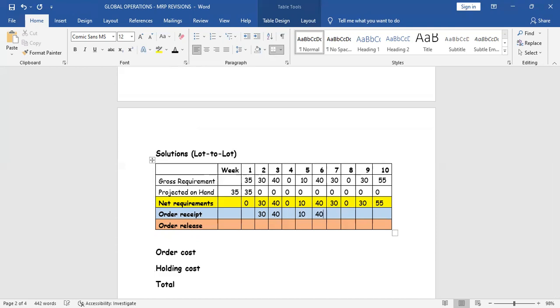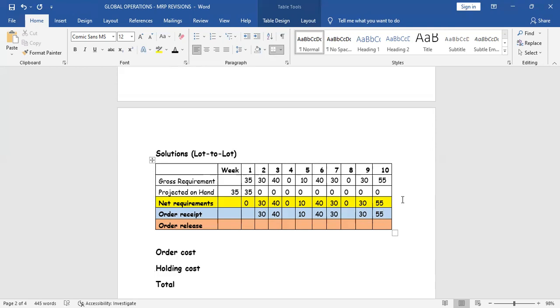Week 6, we need to receive 40. Week 7, we need to receive 30. I'm just picking the net requirements. Week 9, we need to receive 30. Week 10, we need to receive 55. So this is what basically we need to receive, okay?